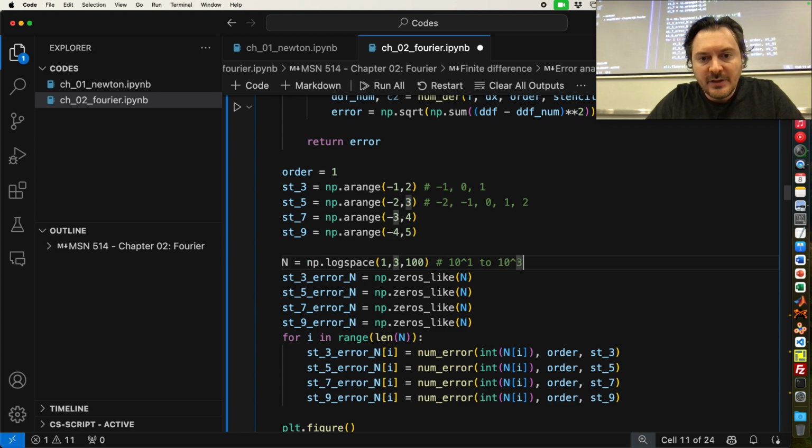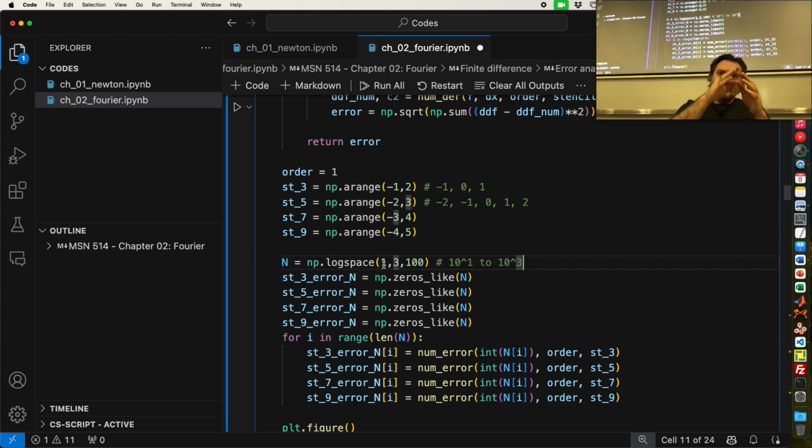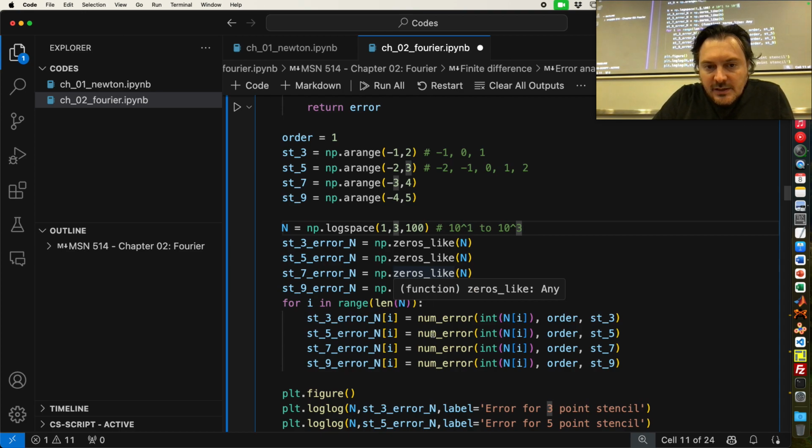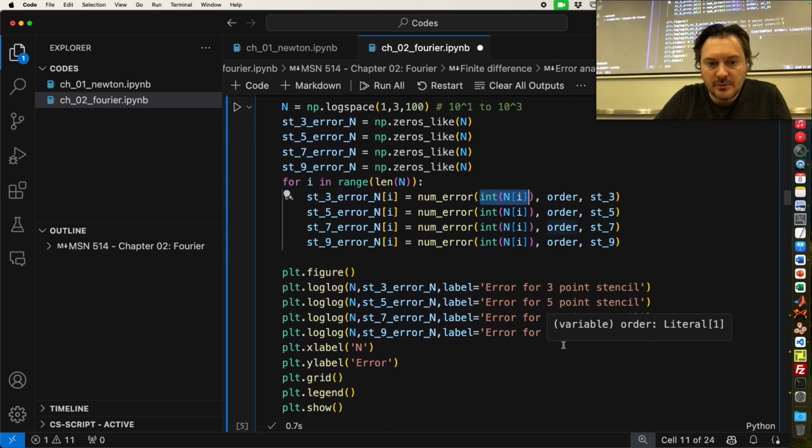What is this one doing? This one is sampling n from 10 to the 1 to 10 to the 3. Okay, and it's doing it in a log space in a linear way. Okay, so it goes from 10 to the 1 to 10 to the 3, but it's moving from 1 to 3 really. And we are getting the errors for each case. If you are ready, I'm going to plot it.